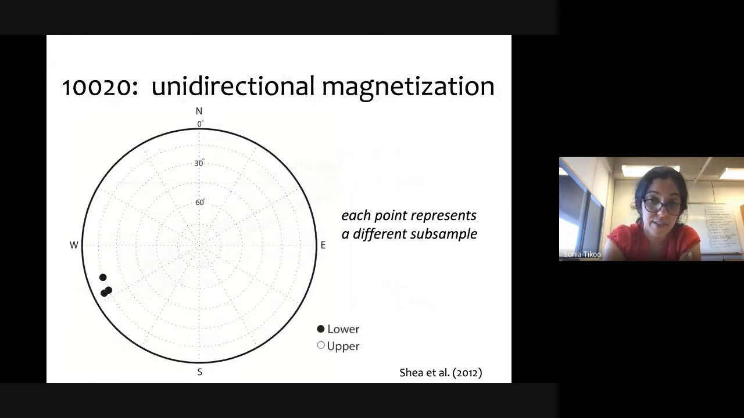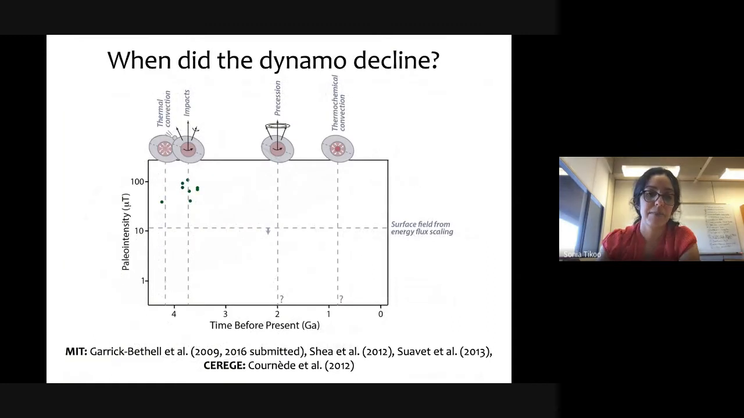We measured several different subsamples of this rock, and their magnetization directions, when plotted on an equal area stereonet, were the same as each other. So they were unidirectionally magnetized. And we did a paleointensity experiment on this rock and found that it recorded somewhere around a 70 microtesla magnetic field, similar to the Earth's field intensity today.